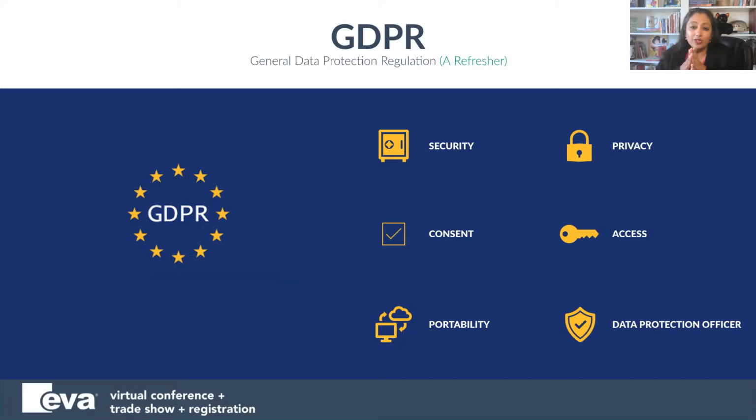You'll also want to take a look at the different types of consents that you want. Not only are they registering for your system, but are they agreeing to privacy policies? How do you share information with the exhibitors? And we'll talk a little bit more about that as we go along. And then portability. What this means is this is the right to transmit data.